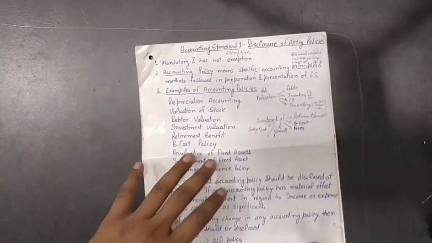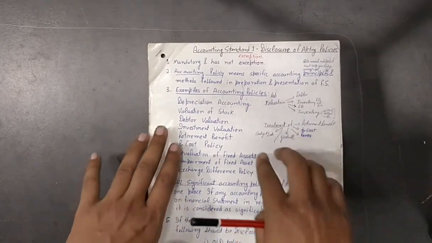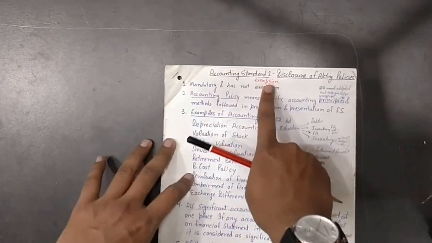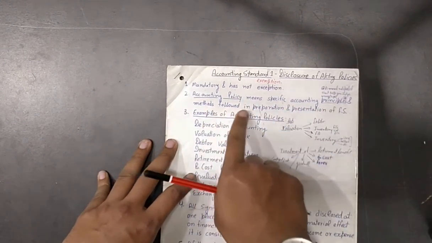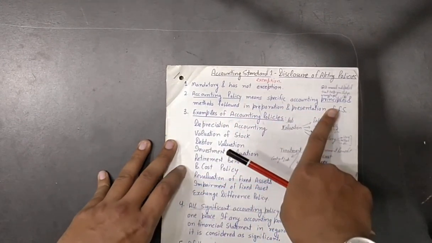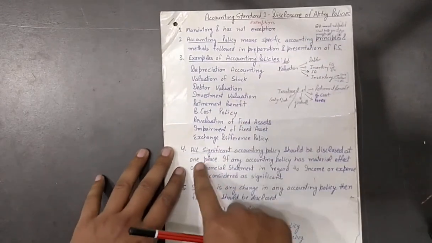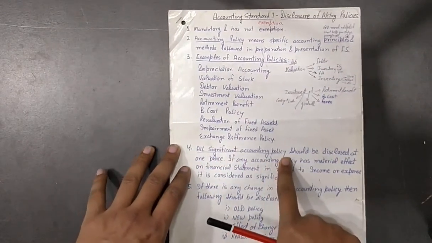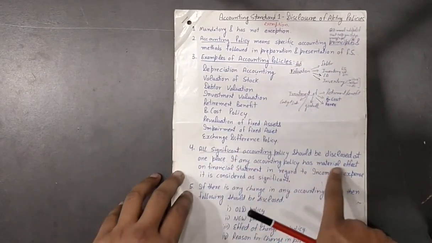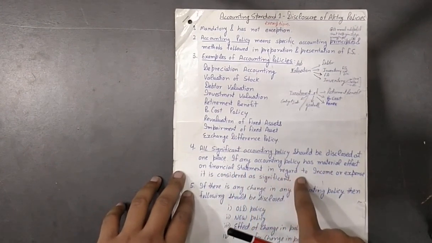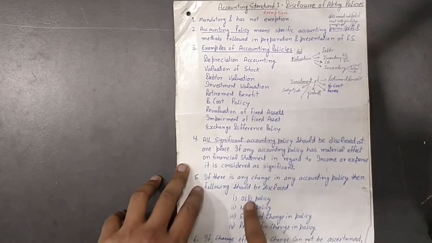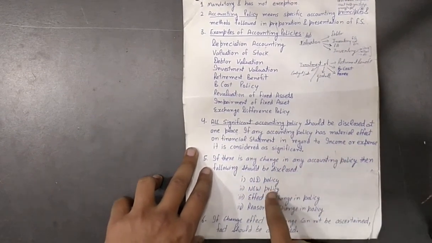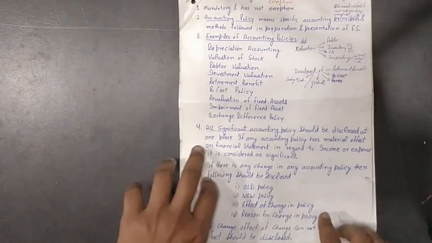Let's quickly revise it in less than 1 minute. Mandatory, no exemption. Accounting policy means principles and methods followed in preparation and presentation of financial statements. Significant accounting policies are disclosed at one place. Material effect on financial statements regarding income and expense is considered significant. Whenever there is any change in policy: old, new, effect of change, reason for change.